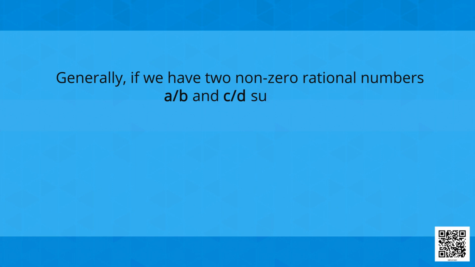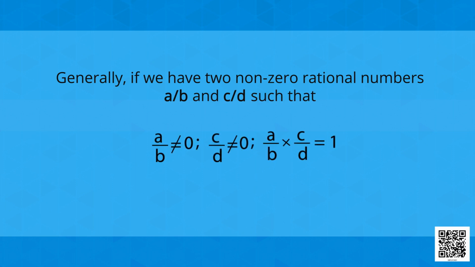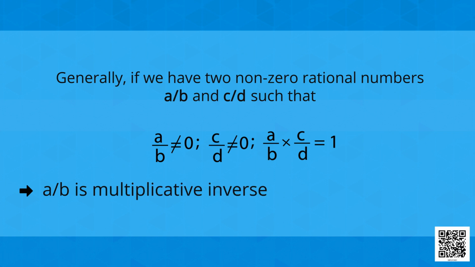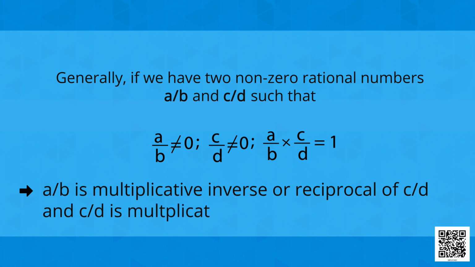Generally, we can say that if we have two non-zero rational numbers, a upon b and c upon d, such that a upon b into c upon d is equal to 1, then we can say that a upon b is the multiplicative inverse or reciprocal of c upon d, and c upon d is the multiplicative inverse of a upon b.